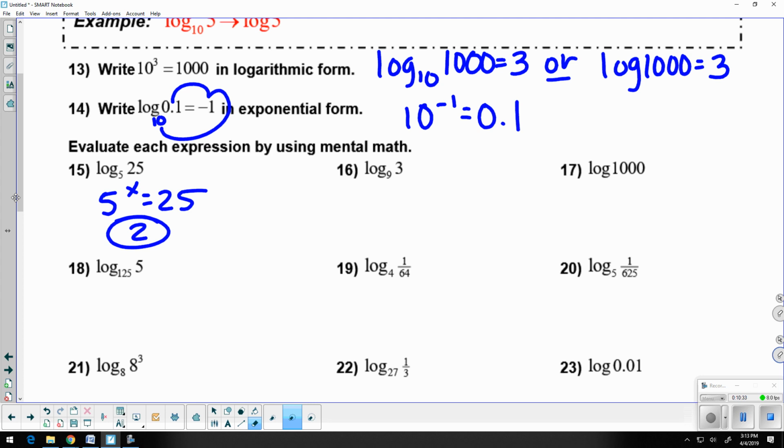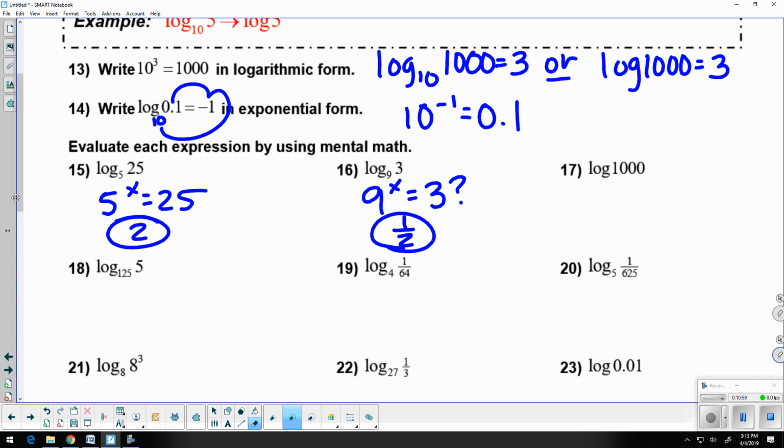Again, if I asked you what's log base 9 of 3, you're asking yourself this. 9 to what power is 3? That's the question. 9 to what power is going to give me 3? Well, we know the square root of 9 is 3, right? And what's a square root as an exponent? Well, it'd be to the 1/2 power. 9 to the 1/2 power is 3. So this is what I'm talking about. You have to know how exponents work.